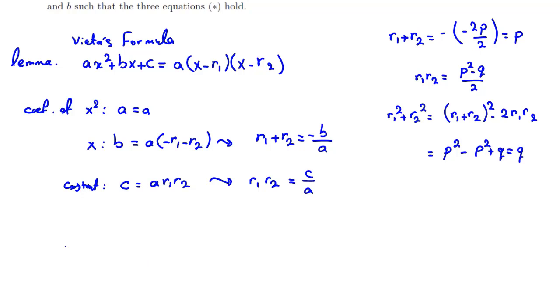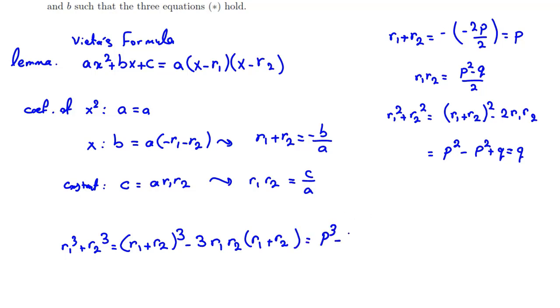Now r1 cubed, let's write it here. r1 cubed plus r2 cubed. By using identities, it is (r1 plus r2) cubed minus 3 r1 r2 (r1 plus r2). r1 plus r2 is what? It is p. So it will be p cubed minus 3 times r1 r2, which is (p squared minus q) over 2, times p.